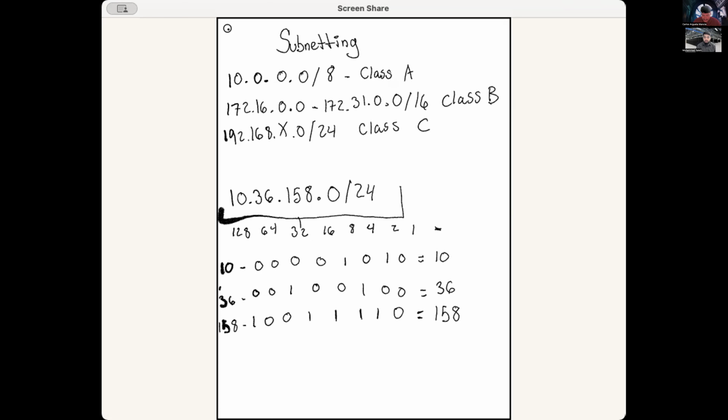Then the easiest one of them all, a 0. Everything 0 is 0. 0, 0, 0, 0, 0, 0, 0 equals 0. So look at that.